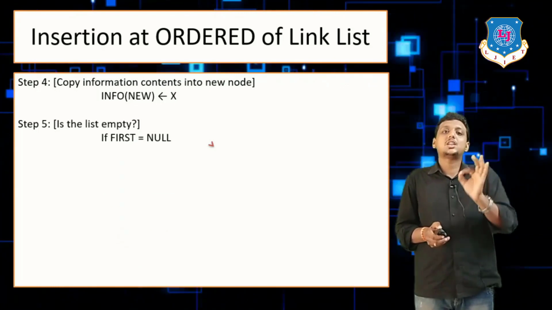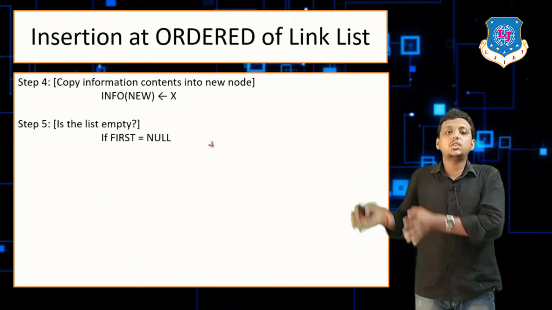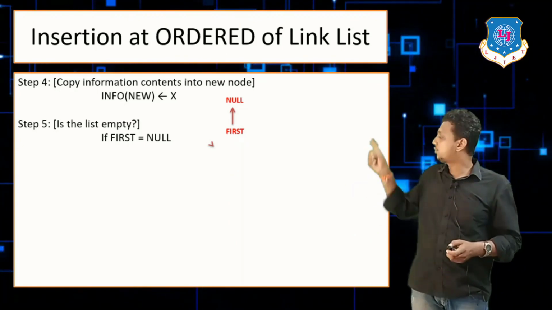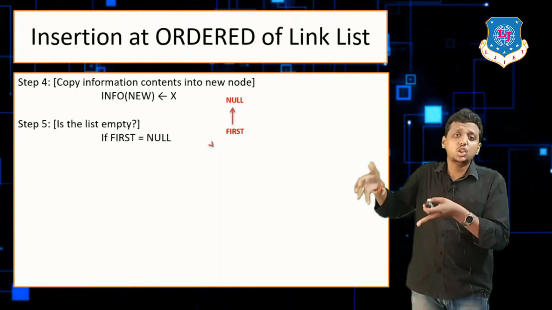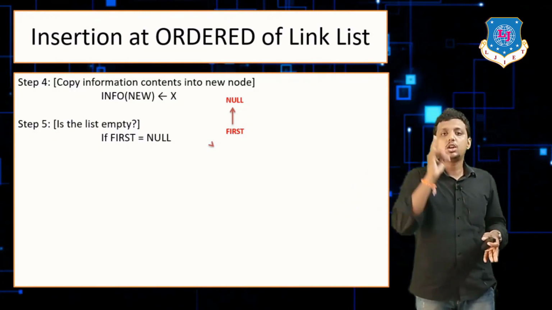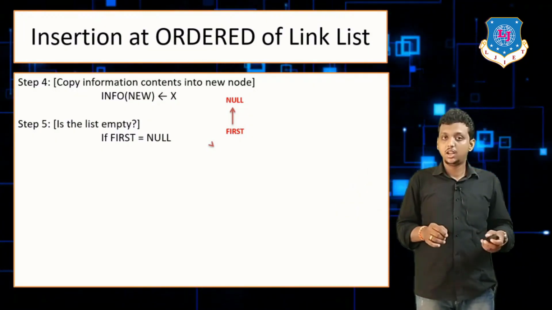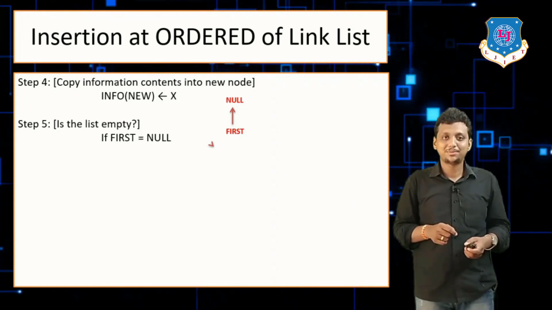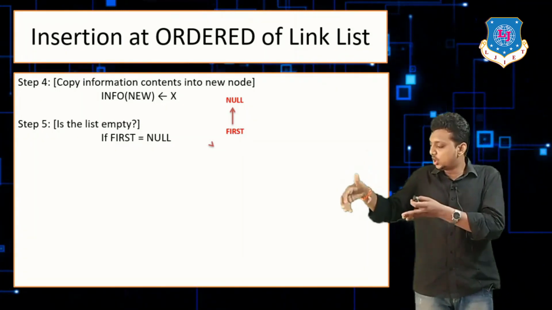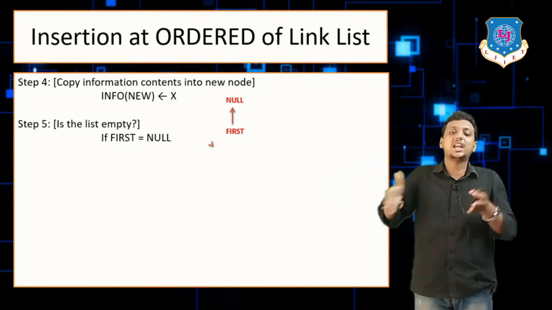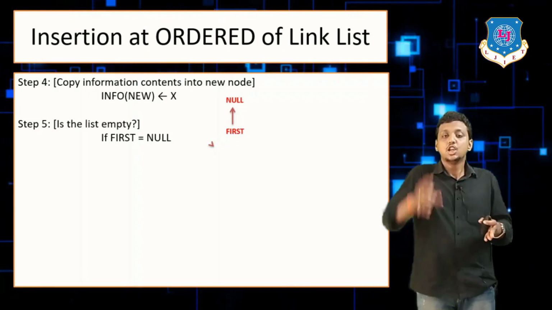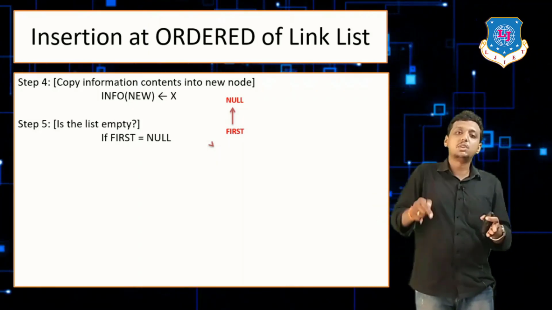If your first is equal to null, then whatever new node you take from the availability stack will become your first node, and also your last node. This is my first node. Whatever new node I take from the availability stack will become the first node of this ordered linked list. Yes or no? Yes. So this will become my first, and this will become my last.